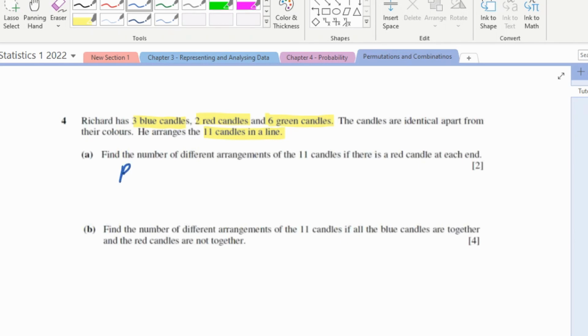So what I would probably do is this, let's go red. And then I've got 1, 2, 3, 4, 5, 6, 7, 8, 9, and then there's a red here. So there's 9 in the middle, and 3 of them are blue, and 6 of them are green. So we're going to arrange those 9 spaces, but because there's 3 that are the same, and 6 of the same, we're going to do 9 factorial divided by 3 factorial times 6 factorial, and we chuck that into our calculator, and what do we get for that? Yeah, so that's 84.